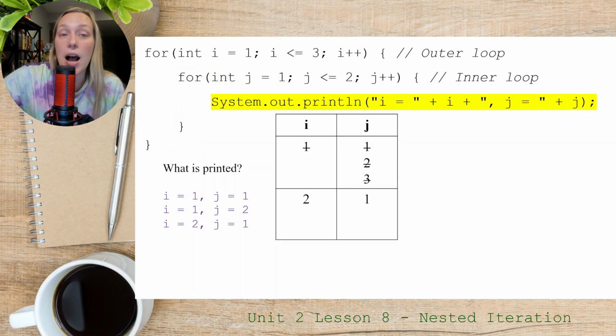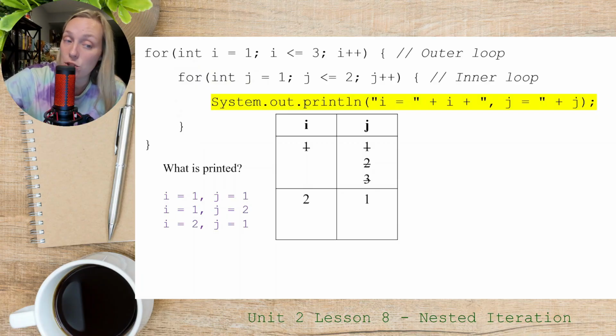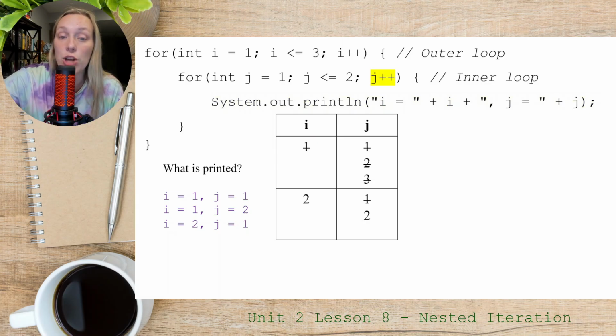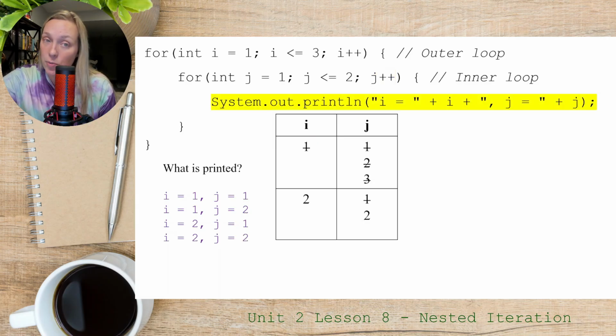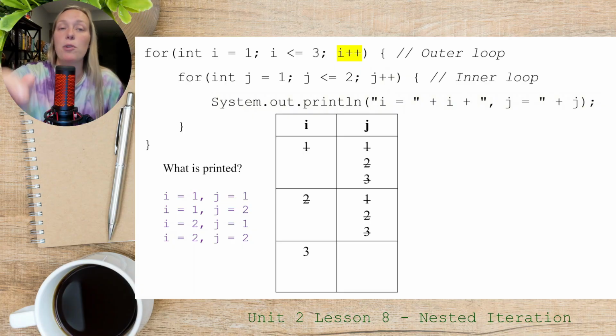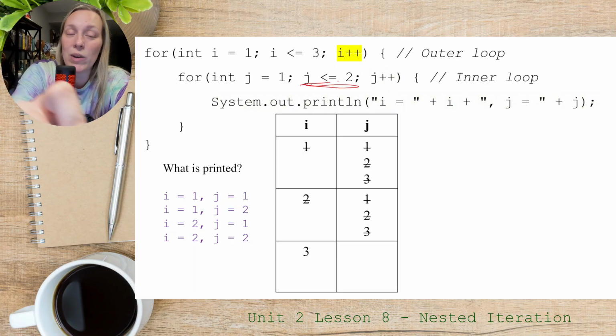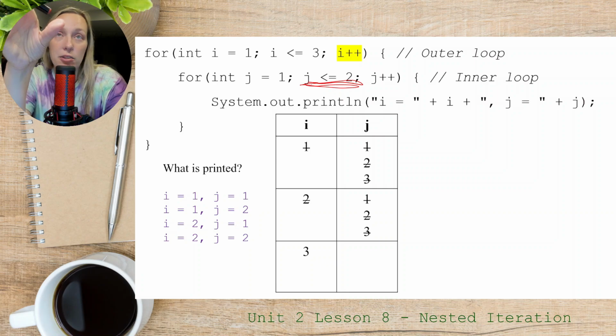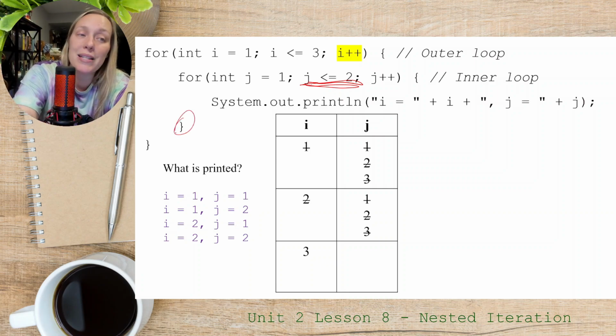1 is less than or equal to 2, so I print i equals 2, j equals 1. J increases, so I'm stuck in that inner loop. 2 is less than or equal to 2, so i is 2, j is 2. J becomes 3, and then my loop gets broken because j, when it's 3, is not less than or equal to 2. So my inner loop is done.